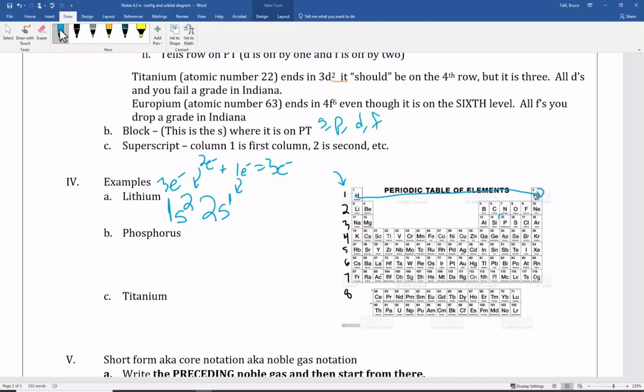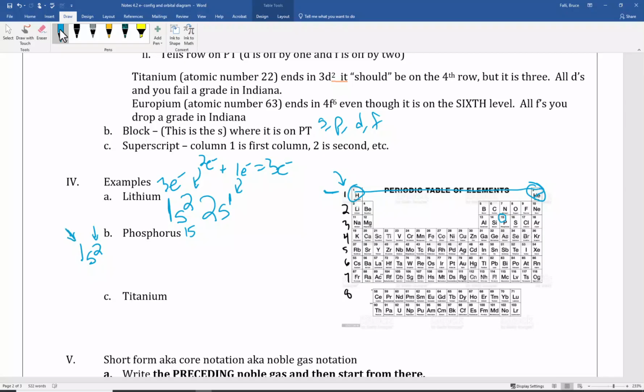Phosphorus is right here. Phosphorus has 15 electrons. And it's going to look a lot like lithium that we just did. So I'm going to do the first 2 electrons right here. First row, S block, 2 of them. 1, 2, 2. First row, first row.